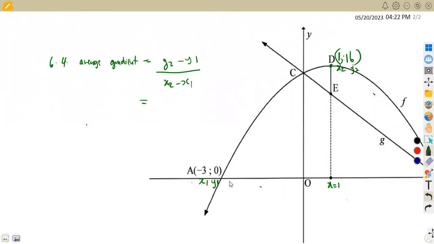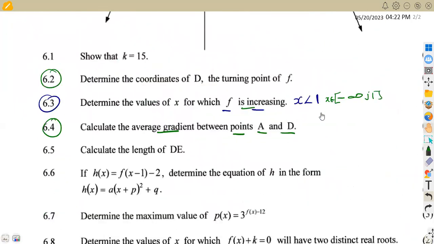That's y2 minus y1, which is 16 minus 0. So this is going to be 16 minus 0 over x2 minus x1. So x2, that's 1, so that's 1 minus x1. Our x1 in this case is negative 3. So that's a negative and a negative. So that's going to be 16 over positive 4, which is a positive 4. So this is the gradient that we obtain as the average gradient of AD in this case. All right, so that is how we can apply it, the same way you use to calculate the gradient.